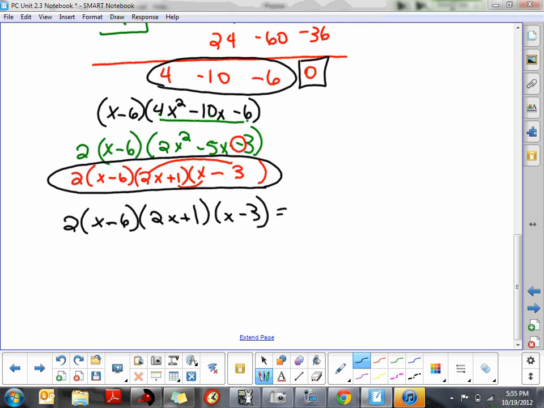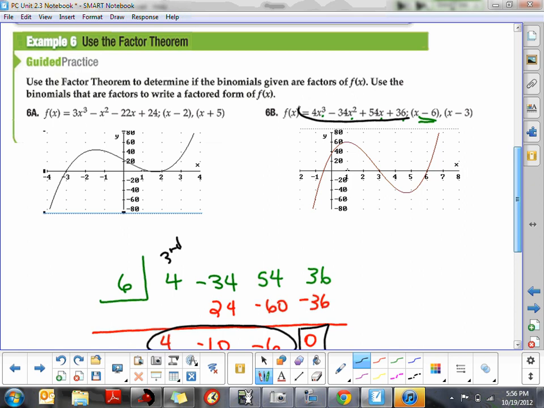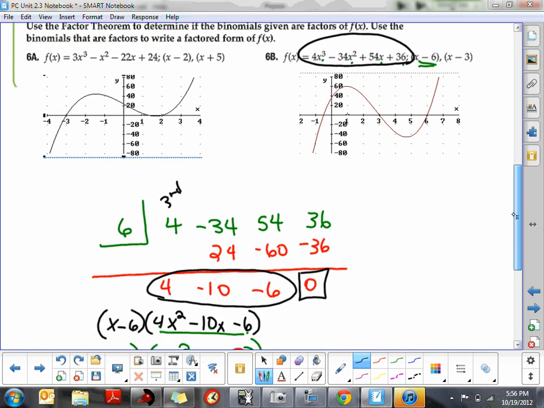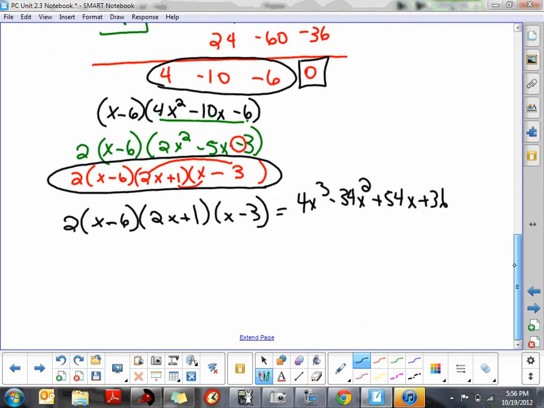If we took all those and multiplied them together, we should end up with the original polynomial that we had, which was right here, 4x cubed minus 34x squared plus 54x plus 36. You multiply these together, you're going to get the exact same thing that we have over here. We're just writing them in a different form.